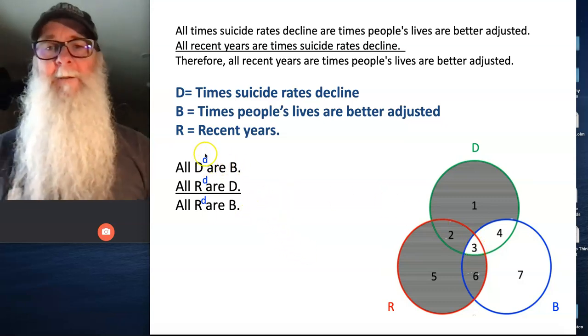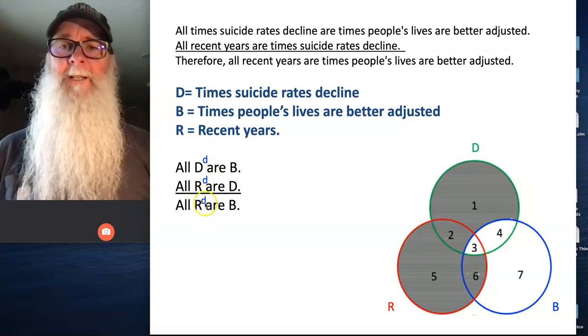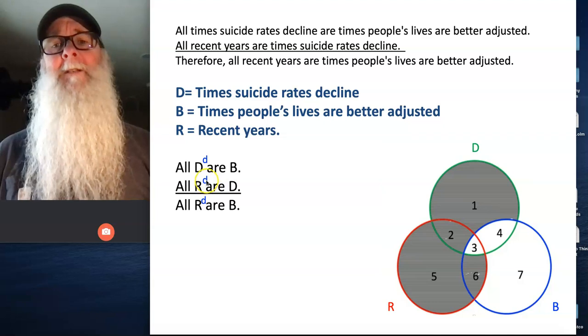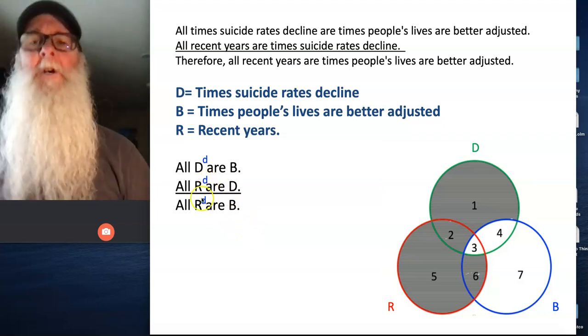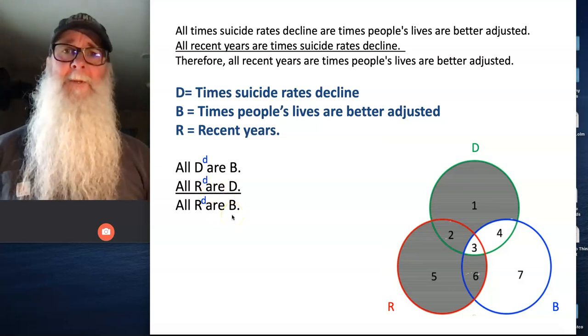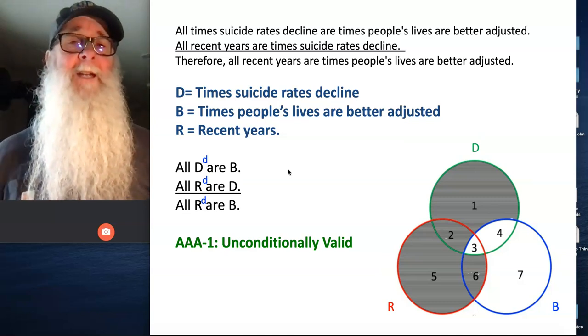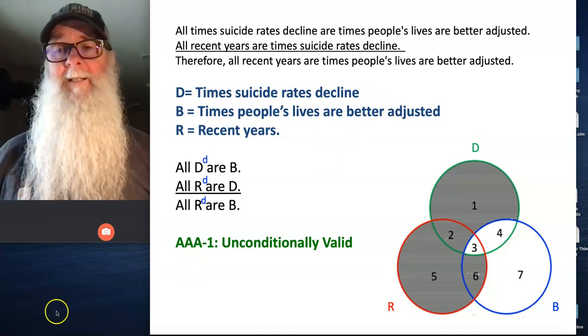We've got our middle term distributed here in the first premise. We've got the term R distributed in the second premise, but it's also distributed in the conclusion, just like it needs to be, or R is distributed in the conclusion, and it's also distributed in the second premise. None of the other rules apply to this argument, and that proves that this argument, AAA in figure 1, is unconditionally valid.